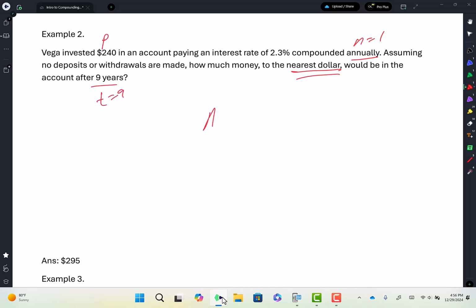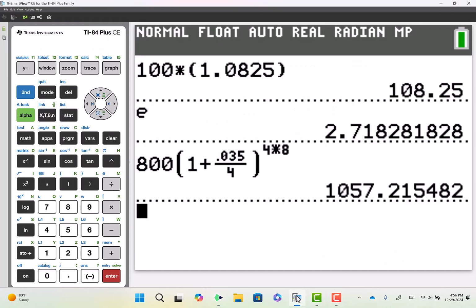All right, so here we go, guys. Amount equals, you put in $240, parenthesis 1 plus, your rate is 2.3%, so that means 0.023, if you move the decimal 2 times to the left. So 0.023 divided by 1, so I guess that's just 0.023. You should just leave it like that. And then 1 times 9, so it's going to be 9. So just type this into the calculator. You don't need to divide by 1. Anything divided by 1 is itself. So 1 plus 0.023, you can just type 1.023. And there it is. So 240, and let's see what this gives us. 240, parenthesis 1.023. Hopefully I didn't make a mistake. Raised to the power 9.